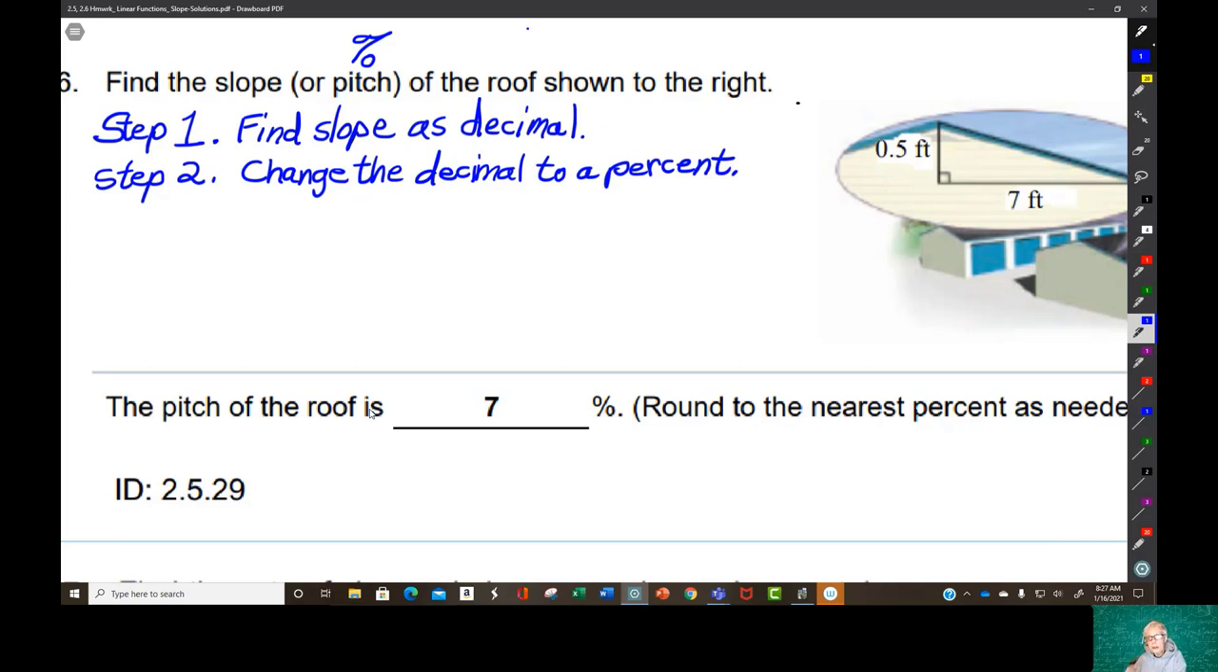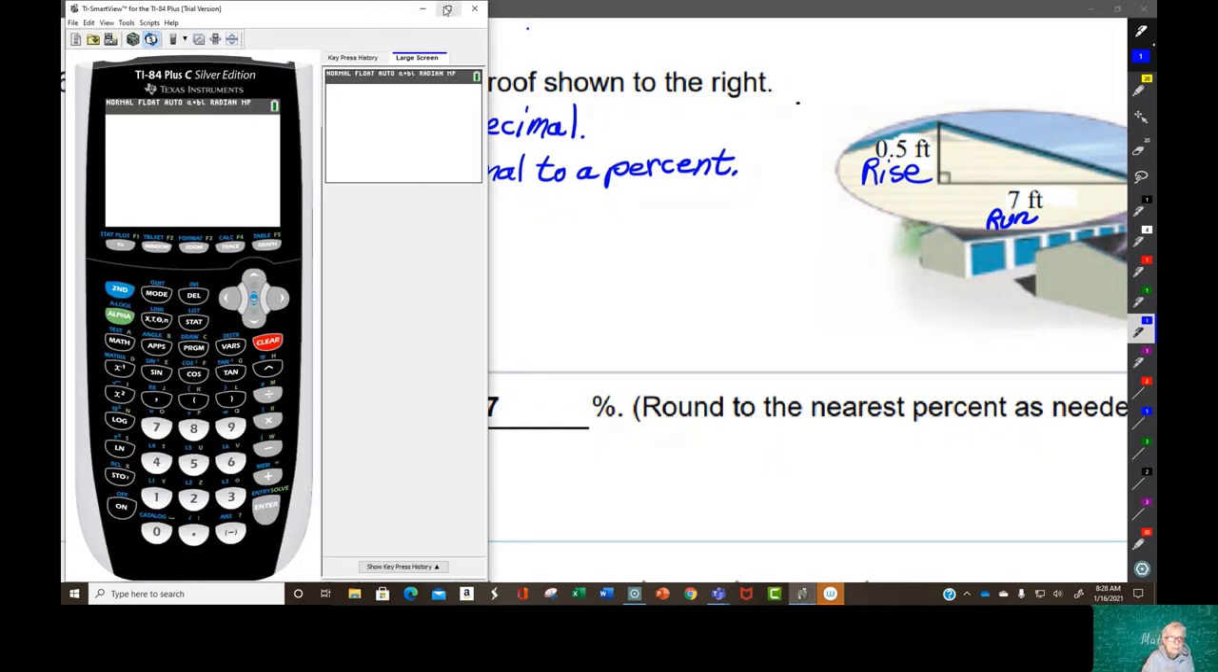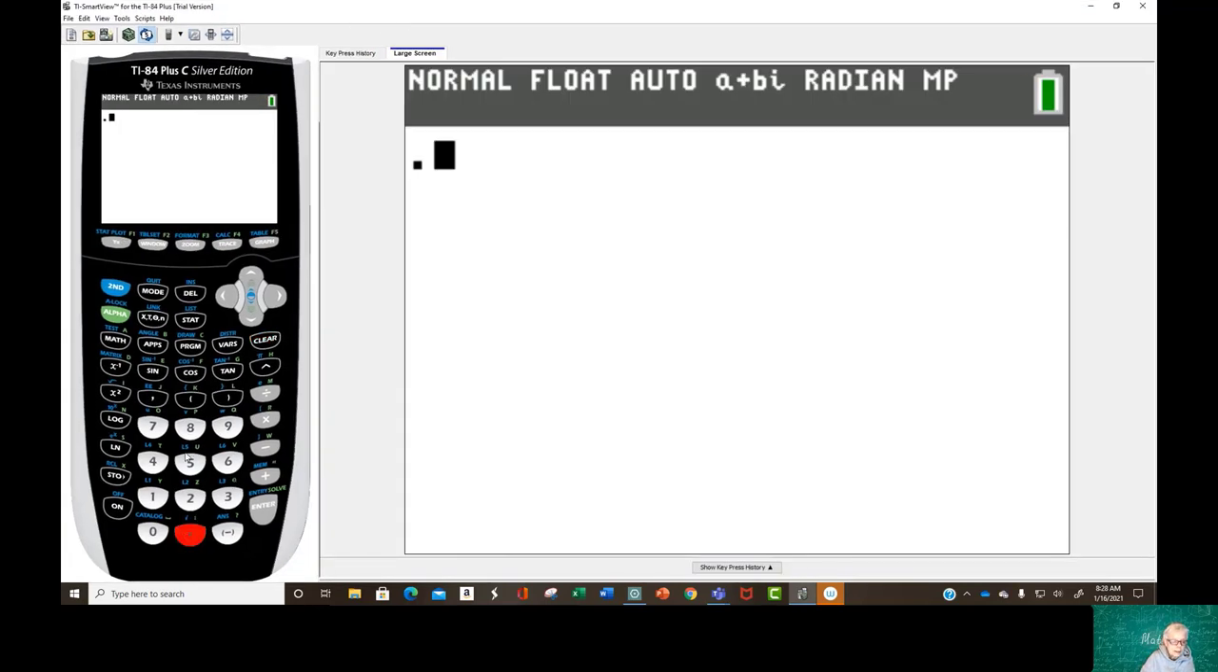Okay, so the first thing we're going to do is come over here to the picture, and you see that the rise is 0.5 feet, half a foot, and the run is 7 feet. So that's going to be 0.5. Well, let's write rise over run. Now you get out the calculator. 0.5 divided by 7, enter.